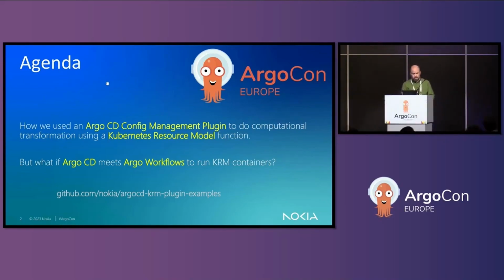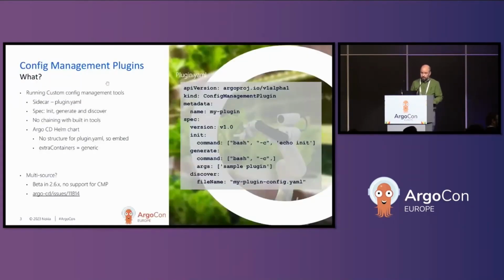The examples I'll be showing, you can find them back on Nokia's GitOps space in the Argo CD KRM plugin examples repo. Okay, so first the basics. Config management plugins in Argo CD. Argo CD comes with a set of built-in tools, but what if you want to run your own tools? Then you need a sidecar.